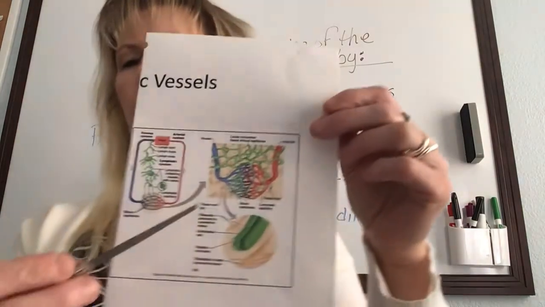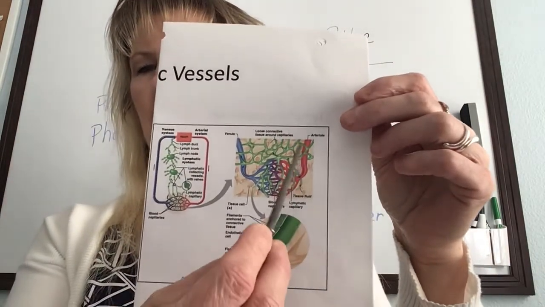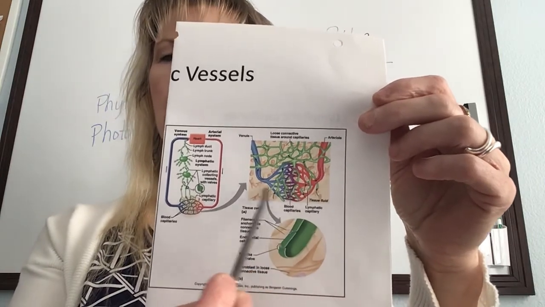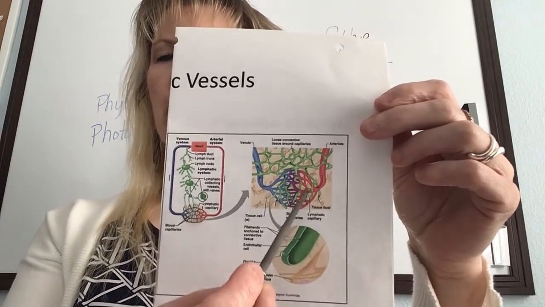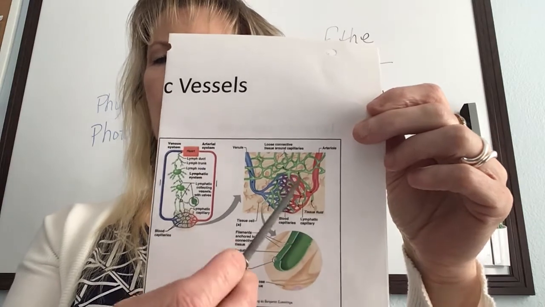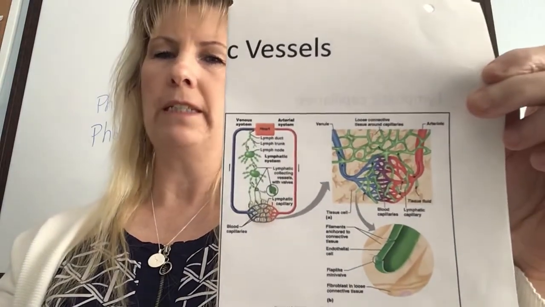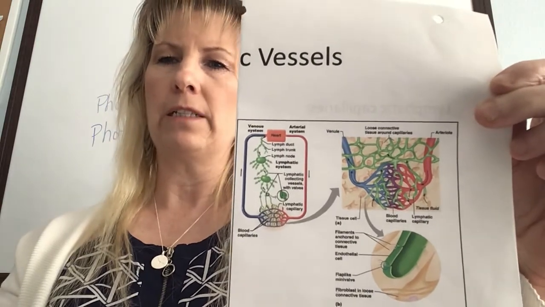And so here you can see this is the arterial leading to the capillary beds. And these release, the red side releases oxygen, water, nutrients, vitamins, all the things the cell needs to survive.